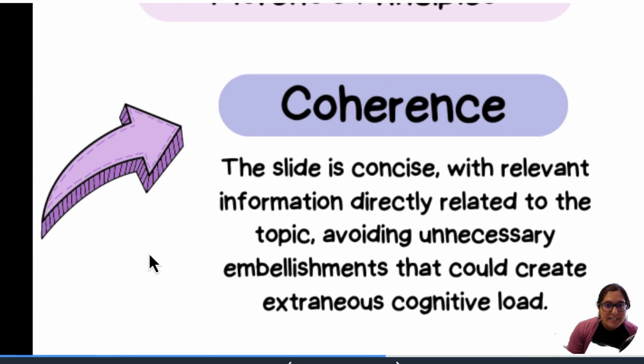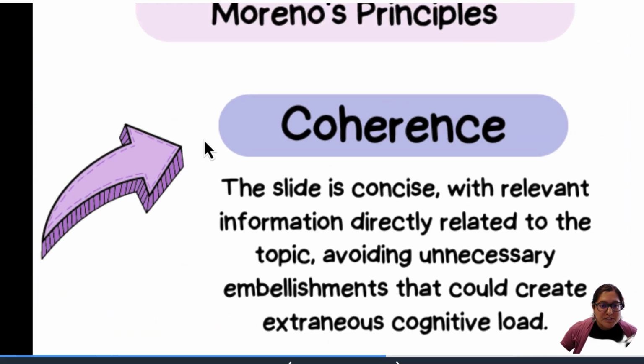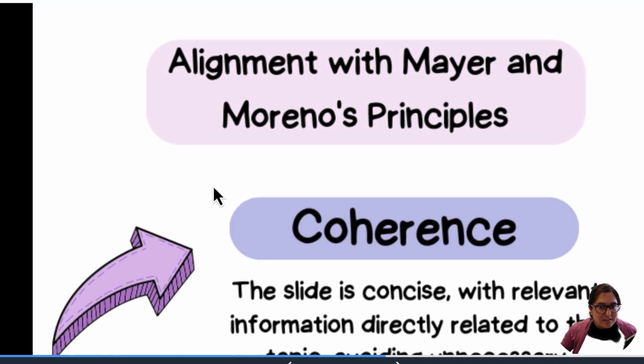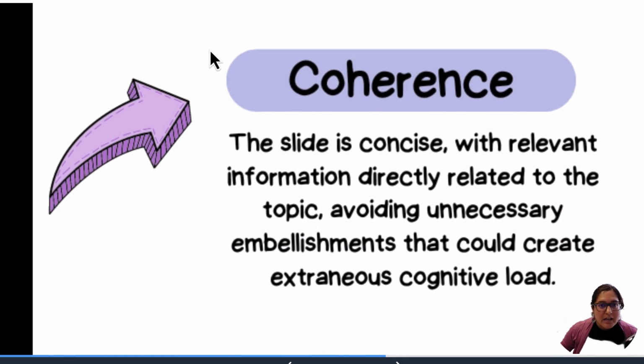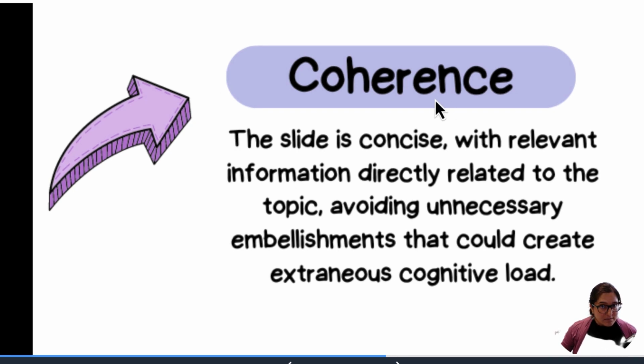All right, so let's go ahead and take a look first at specifically which areas of this are in alignment with Mayer's principles, right? So coherence. Coherence is talking about whether or not this content makes sense, right? So I am providing relevant information that is directly connected to that topic. This means that I'm not adding information that is not associated with the specific topic of that slide. I'm avoiding unnecessary embellishments.